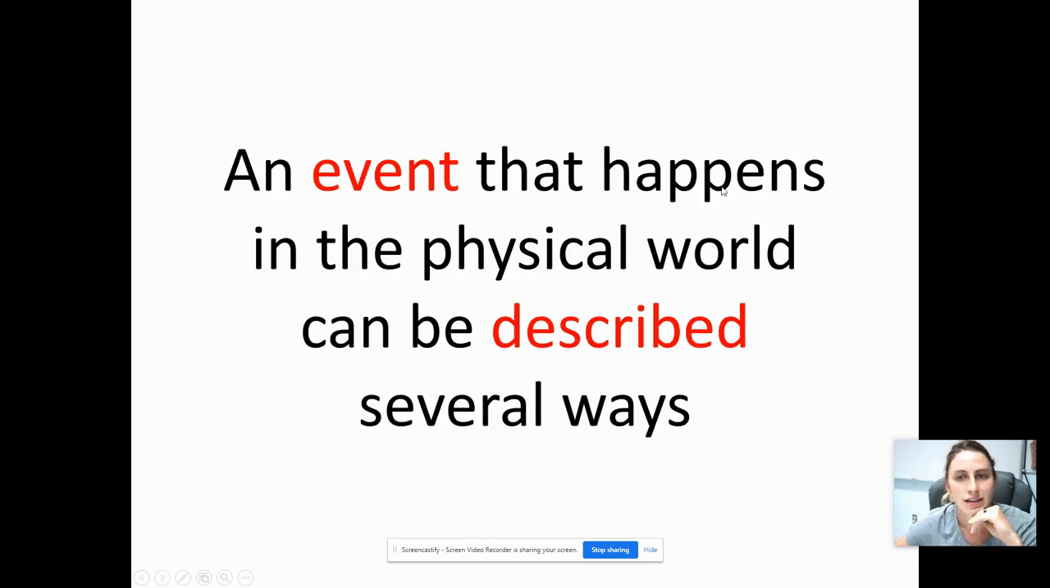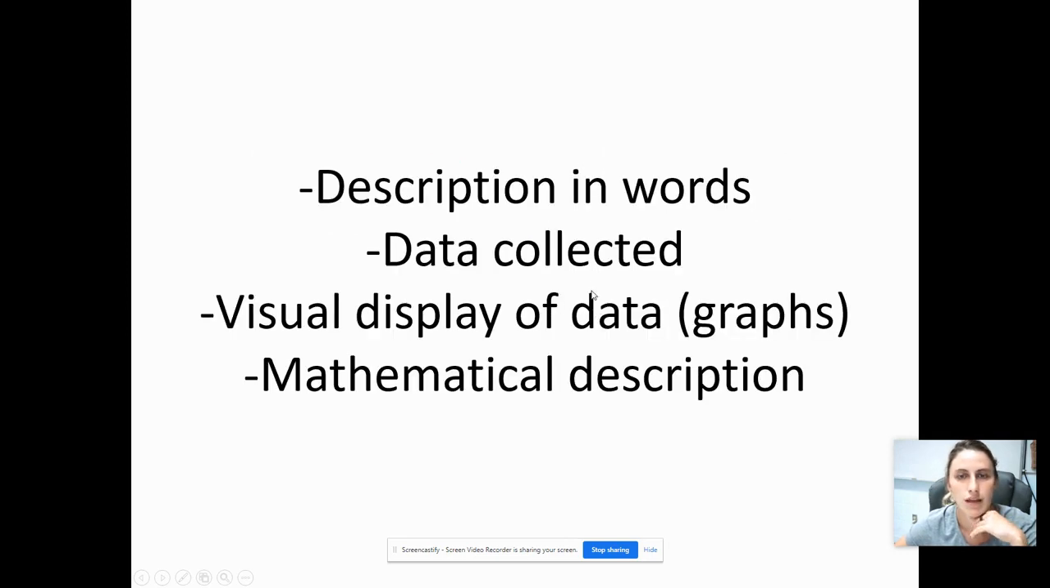So an event that happens in the physical world can be described in several ways. It could be described using words as a description. You could collect data. You could create a visual display of that data using a graph. And you can also do a mathematical description, and what I mean by that is an equation. In today's lesson, we are going to be doing all four of these things.